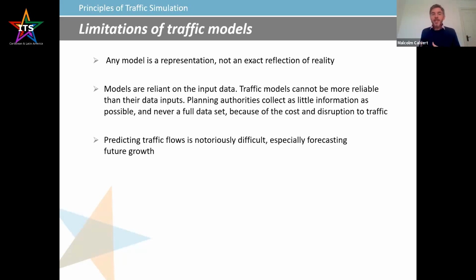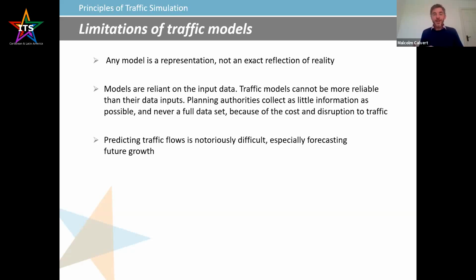Now, there are some limitations of traffic models. It's worth just touching on these. One of them is, of course, it's a representation. It's not an exact reflection of reality. We can't collect perfect data. And it is very heavily reliant on the input data that goes in. Traffic models cannot be more reliable than their data input. So they're always going to be as good as the data that you put in them, essentially.